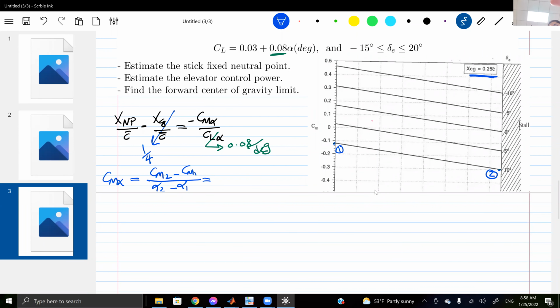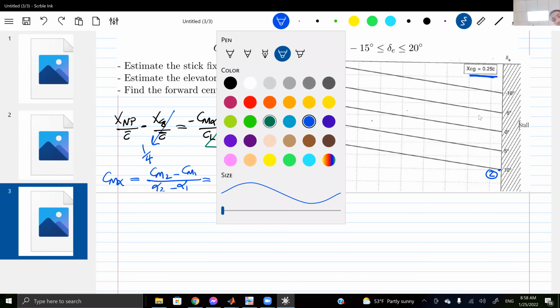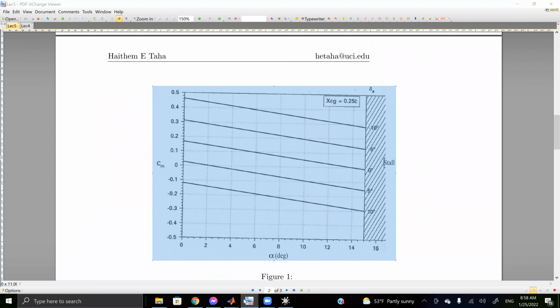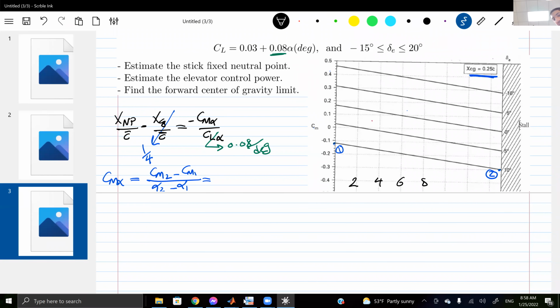Well, it seems that we don't see the alpha values here. The figure is cropped. I'm sorry about that. Can I delete that? We have 15 alpha. Yeah, this is 15. Okay, Control Z. I can do the following: I can give you the values of alpha. The values of alpha are 0 and 15 degrees, with ticks at 2, 4, 6, 8, 10, 12, 14, and this is 15 degrees.